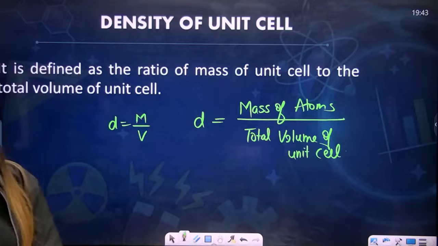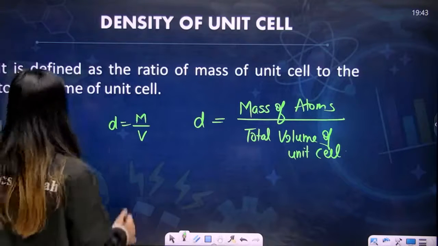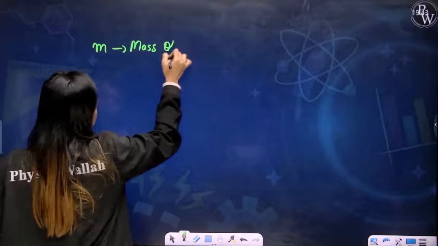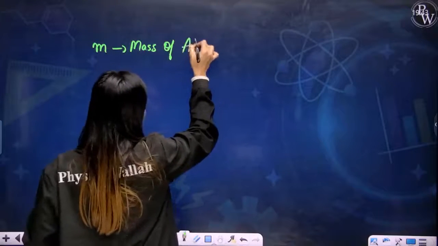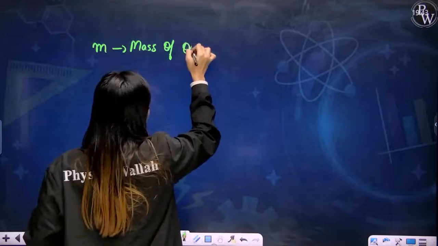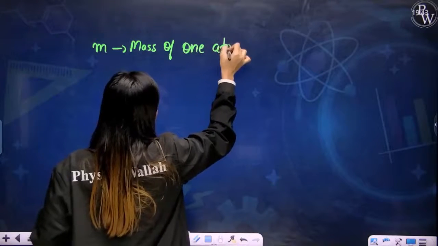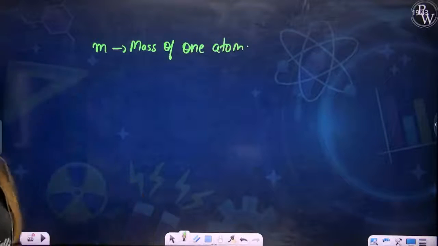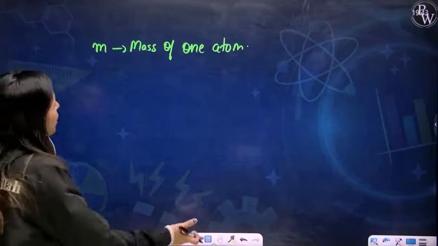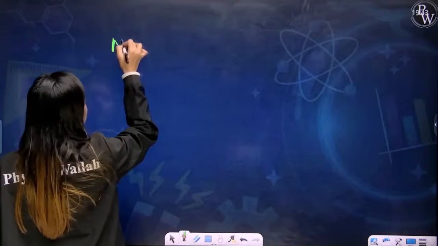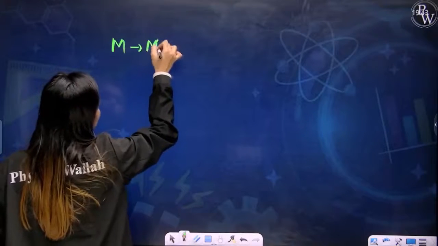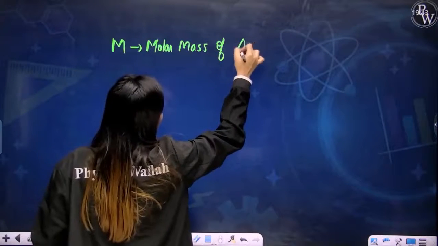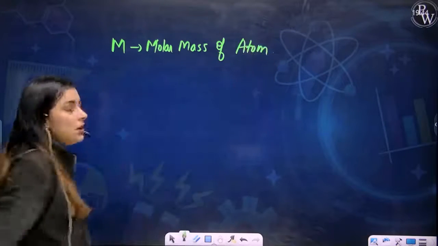Okay, so now, my dear students, let us say that M is the mass of one atom. Or you might say, let's say that capital M is the molar mass of one atom. It is the molar mass of atom. I hope it's clear. Yes.